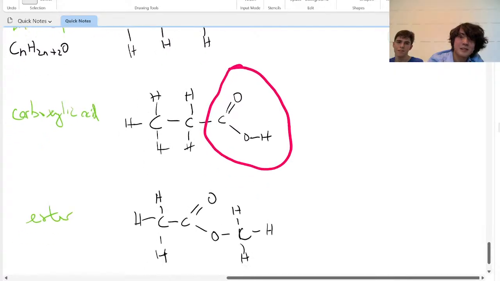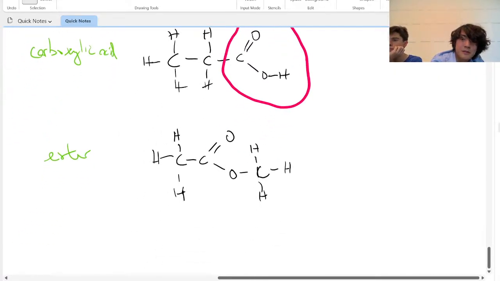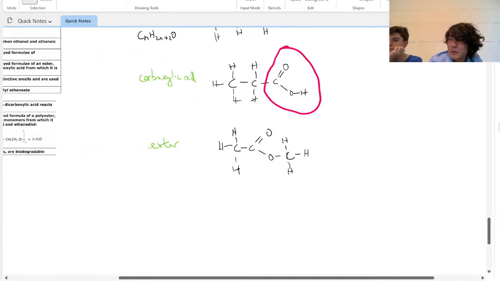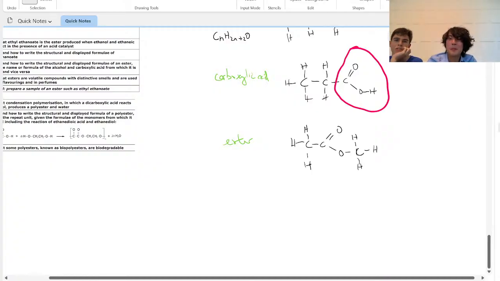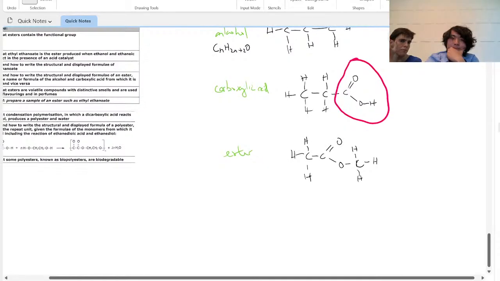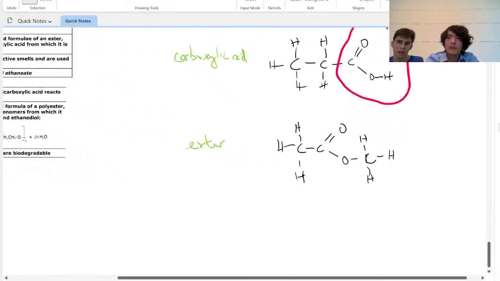Polypeptides and condensation bonds we'll get to later. Do we need to know amide groups? Yeah, we can go over it then. But we need to know diesters or what.